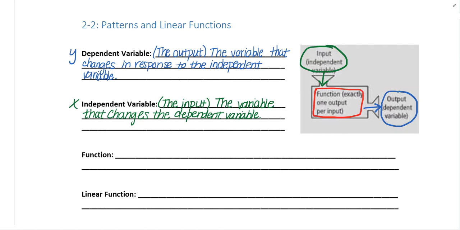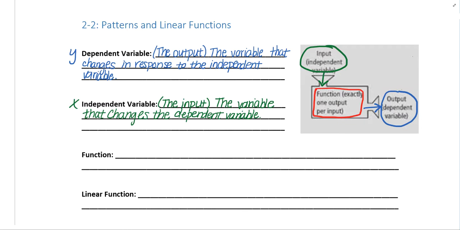So first of all, we have independent and dependent variable. They obviously relate to each other. The dependent variable is the output of a function, and it is the variable that changes in response to the independent variable. The independent variable is the input of the function.